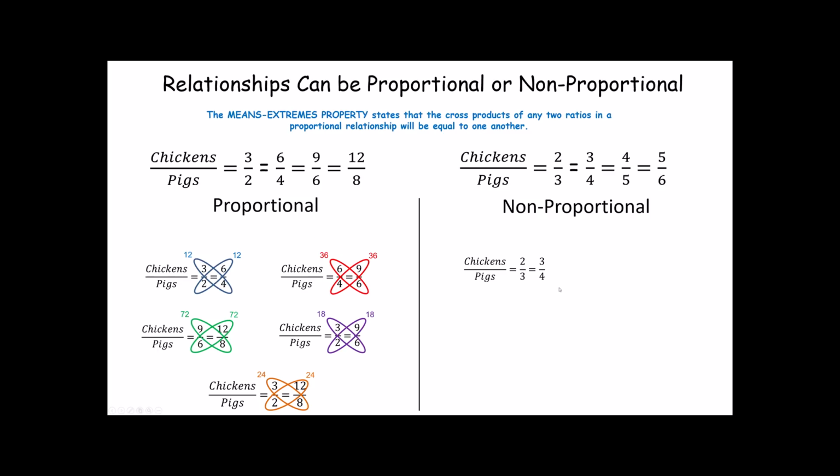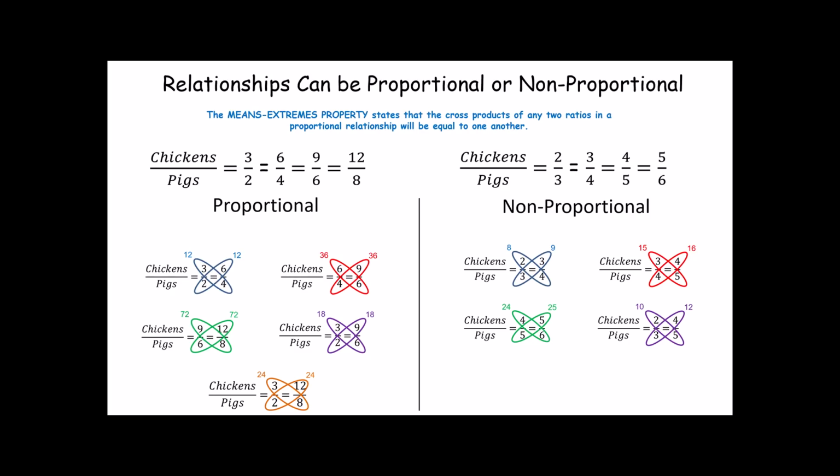Over here on the right, if I take the first two, the cross products are 8 and 9. They don't match. 3/4 and 4/5, 15 and 16. They don't match. 4/5 and 5/6, 24 and 25. They don't match. 2/3 and 4/5, I get 10 and 12. They don't match. And lastly, 2/3 and 5/6, I get 12 and 15. They don't match. The cross products are a great way to quickly and efficiently check to see whether or not something is proportional.